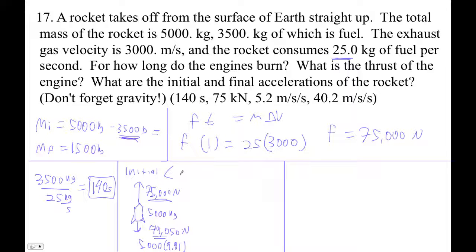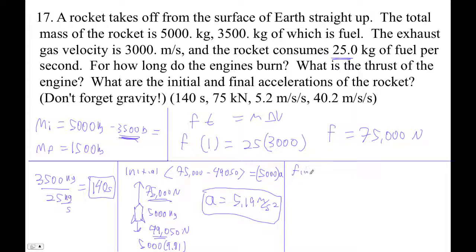We can go 75,000 minus 49,050 is 5,000 times A. Okay, so 75,000 minus that number, divided by 5,000. Don't forget to subtract the force of gravity. You get an acceleration of a stately 5.19 meters per second squared.